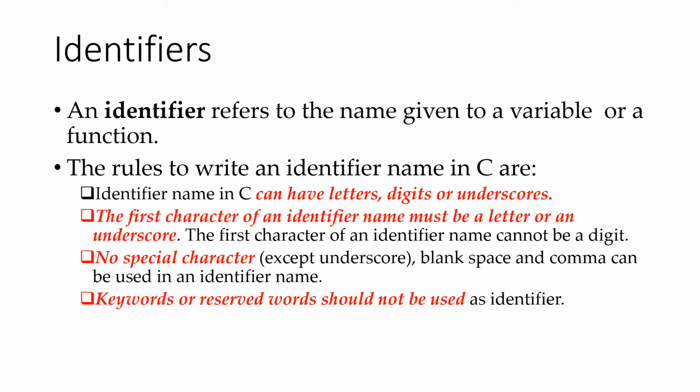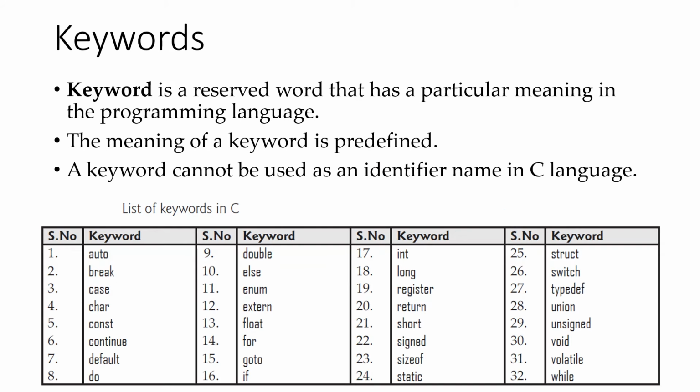And the most important, a keyword should not be used as an identifier. So by now you know the difference between the two tokens, that is keywords and identifiers. Identifiers do not have a specific meaning; they are defined by the user, whereas a keyword has a specific meaning and it's already defined in the language. So a keyword is a reserved word that has a particular meaning in the programming language. The meaning is already predefined.